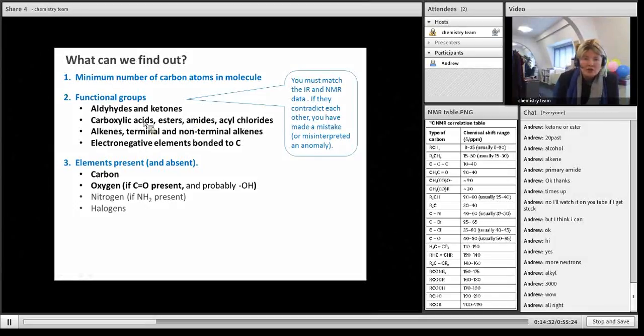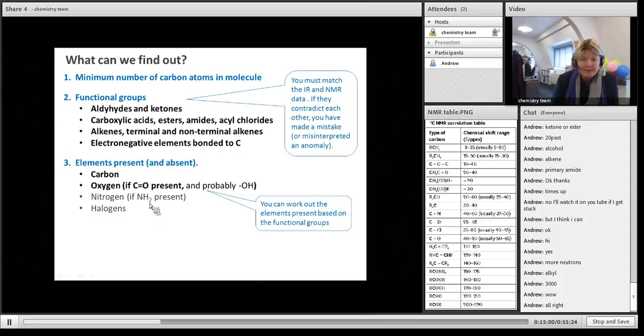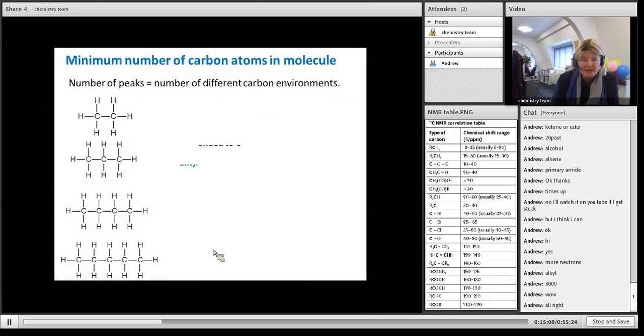Okay, and as I said, when you're doing the task, the functional groups you see in the IR should also appear here in the NMR. And if they don't, if there's a contradiction, it means you've misinterpreted something, so always double check, because perhaps there's an anomaly. Something like an aldehyde is often a little extra squiggle, so it may just be a nonsense peak. So make sure you match them all up. And then, as I say, the elements you can check by comparing what functional group is present, and as you can see, the oxygen comes up clearly, but not the nitrogens and the halogens.